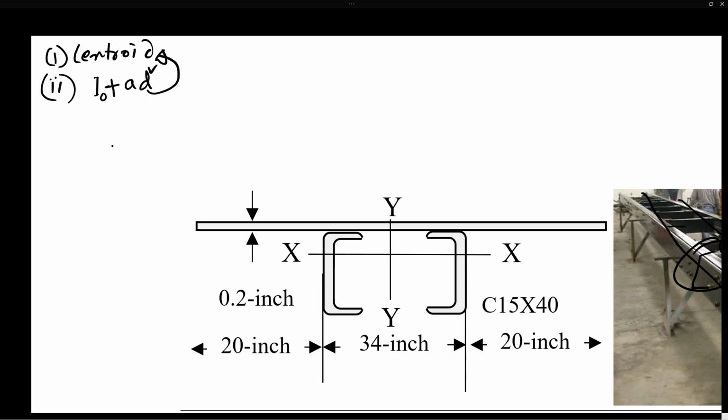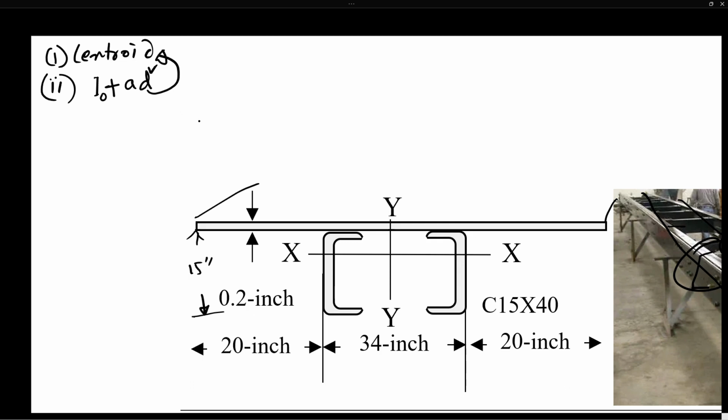So let's first calculate the centroid for these three pieces. We're taking a cross section of this truck frame, and there is a kind of bed going across the length of this frame. So for the C channel, C 15 by 40, we can see this is 15 inches.